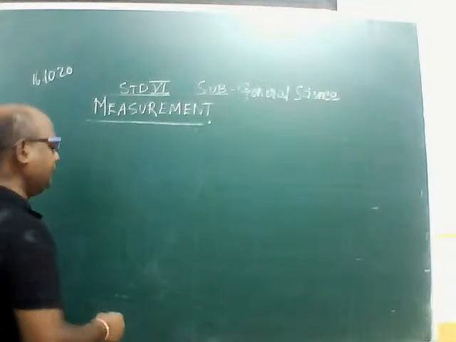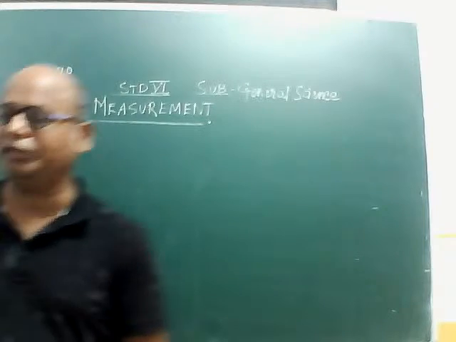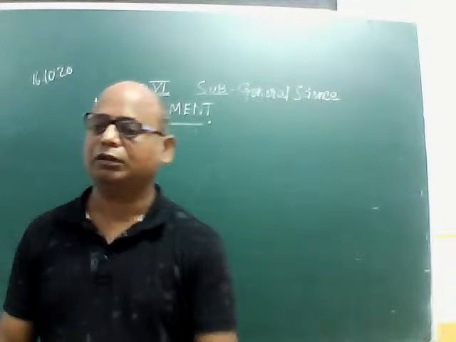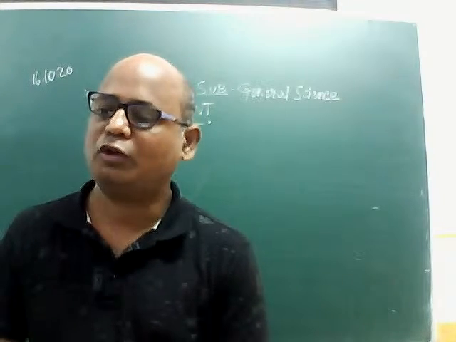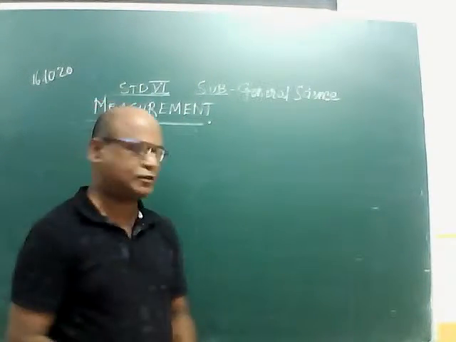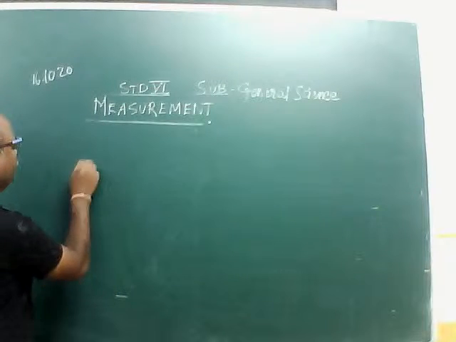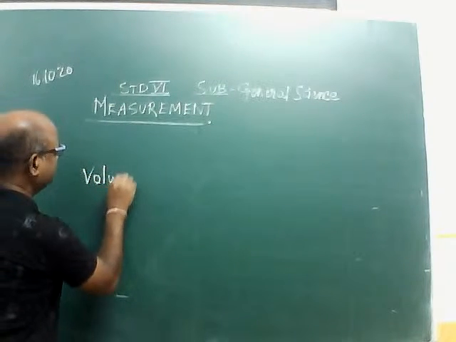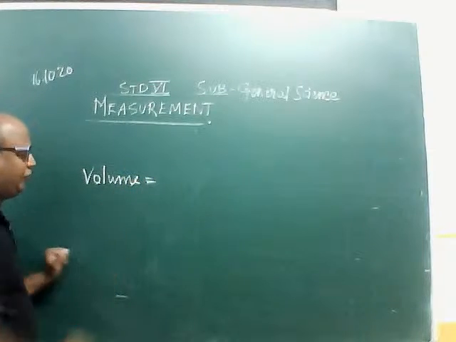Now, for example, these are all fundamental quantities. We know length, mass, time, temperature, current, amount of substance, luminous intensity. Now suppose we know that volume is equal to length times breadth times height. How do we derive that?